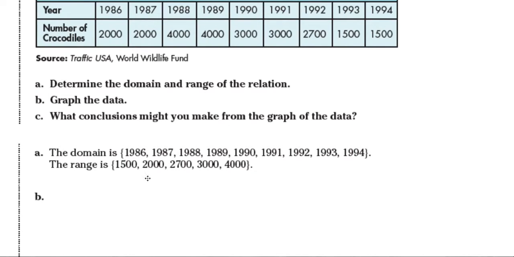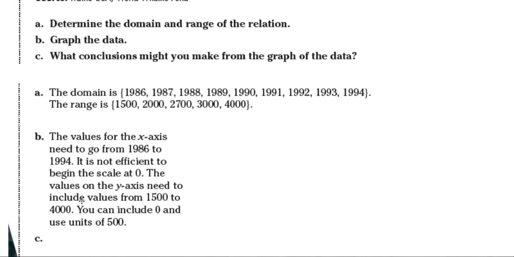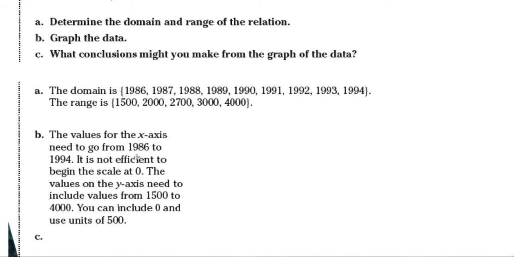You only write it once. Okay? So, with that said, let's go to example B. Let's answer letter B, graph the data. So when you graph the data, the values for the x-axis need to go from 1986 to 1994. So again, it is not efficient to begin with a scale of 0. Okay, so the values in the y-axis need to include values from 1500 to 4000. Again, you can include 0 and use units of 500.